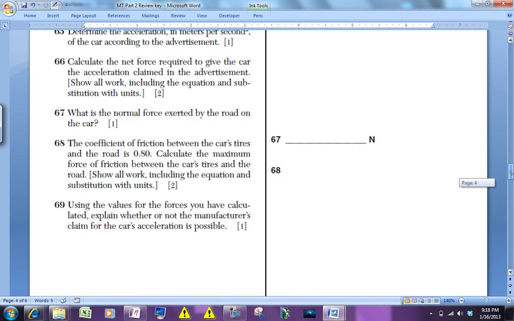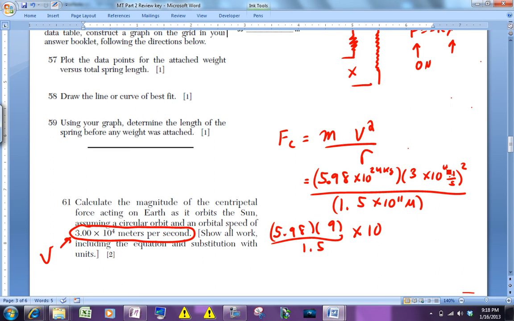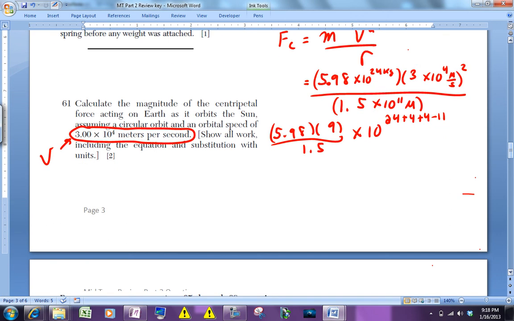Now, remember, when you have powers of 10 and you multiply them, you add the powers. So 10 to the 4th squared is 4 plus 4. That gives you 8. So you have 24 plus 4 plus 4 because of the squared. And then when you divide by a power of 10, you subtract. So that's minus 11. What does this all mean? When you plug in these numbers, you get 35.8. And 24 plus 4 plus 4, 32, minus 11, that's going to give you 10 to the 21.